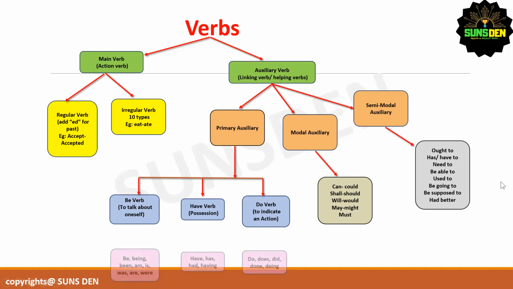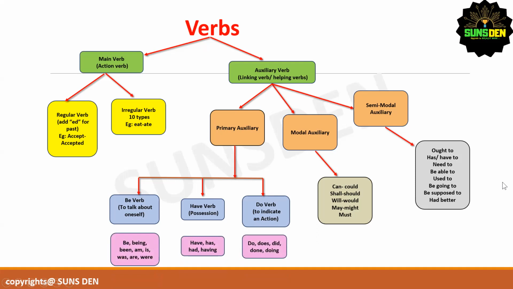So let's get into the be verbs. Be verbs have different forms, which are be, being, been, am, is, was, are, and were. I'll be discussing all of these in detail. So tighten your belt and let's get started.